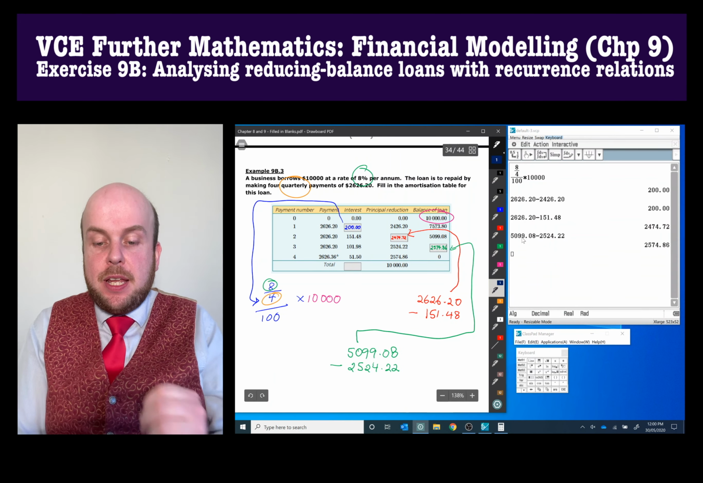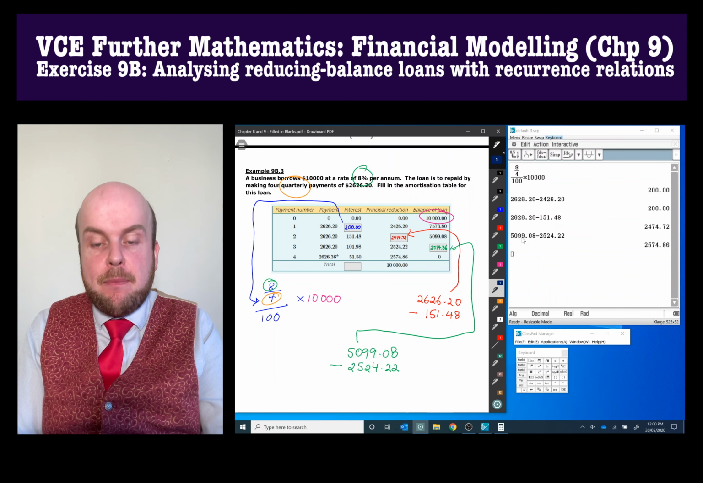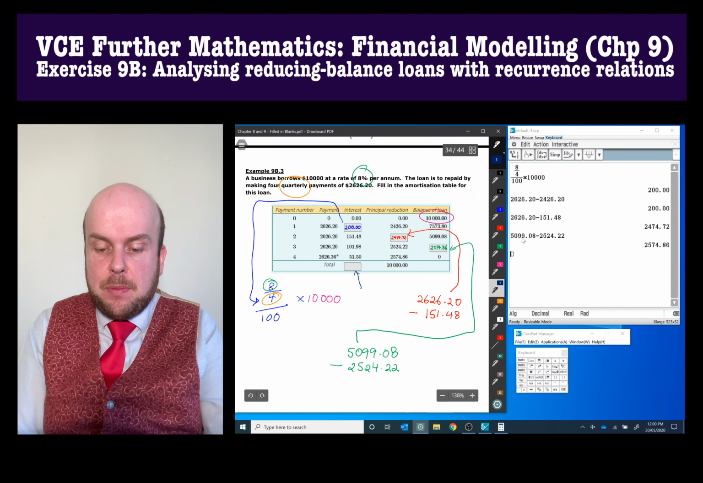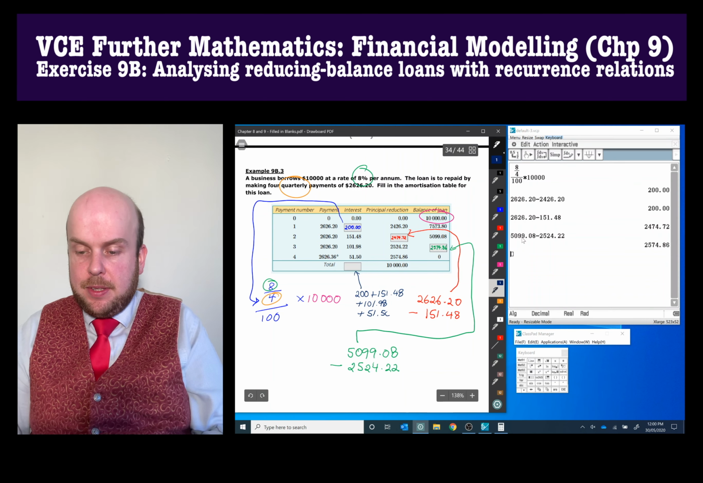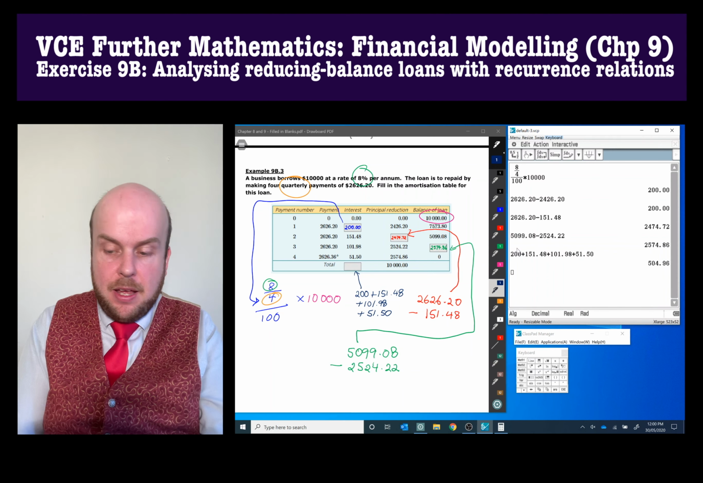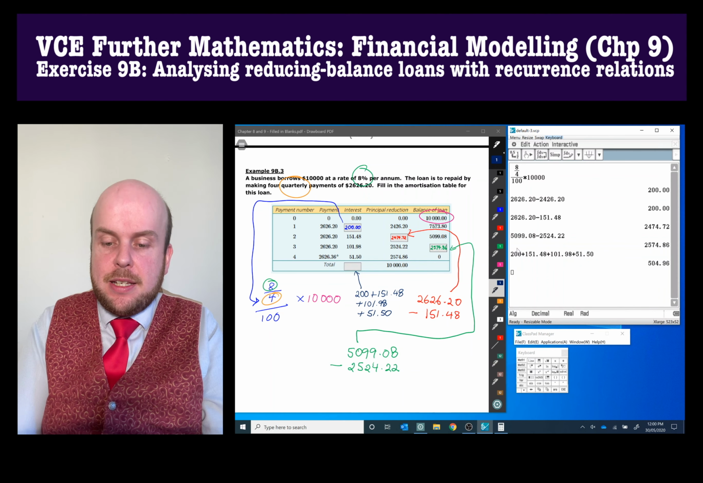The last box here is then to calculate the total amount of interest. So this will be 200 plus 151.48 plus 101.98 plus 51.50. And that gets me $504.96.